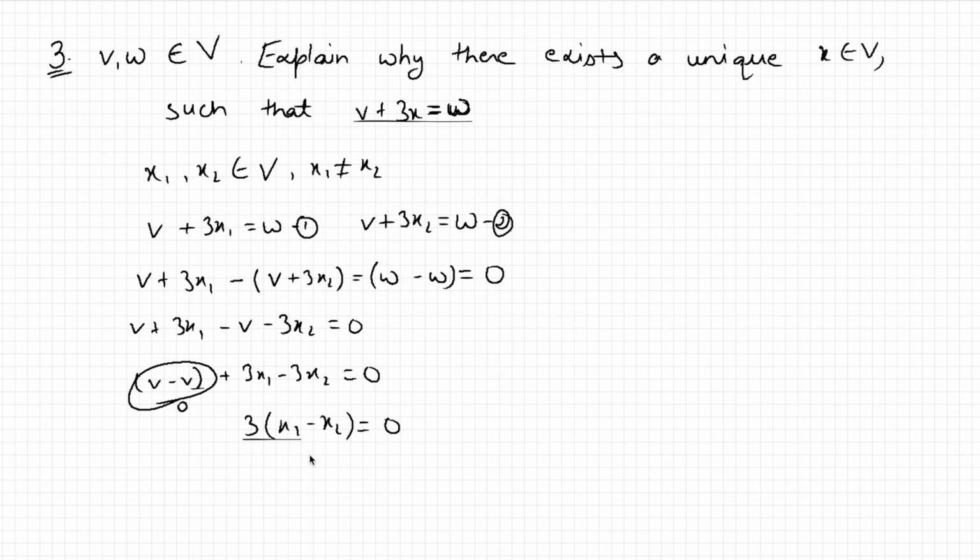Now this is a real number, and this is the element of a vector space, and we have seen in the last one that if alpha times V is 0, then alpha is 0 or V is 0. Now obviously alpha is 3, so it's not 0, so this condition x1 minus x2 has to be 0.